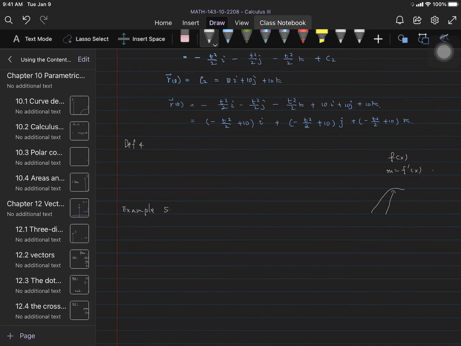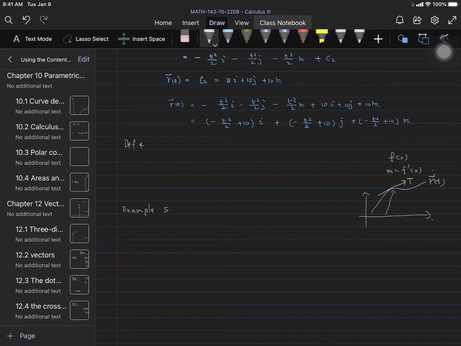Okay, so for example, here we have this r(t), which gives us the path. And at any point, we can find the tangent. This tangent vector is the derivative of r(t), and we call that the tangent vector. Now let's take a look at the definition.